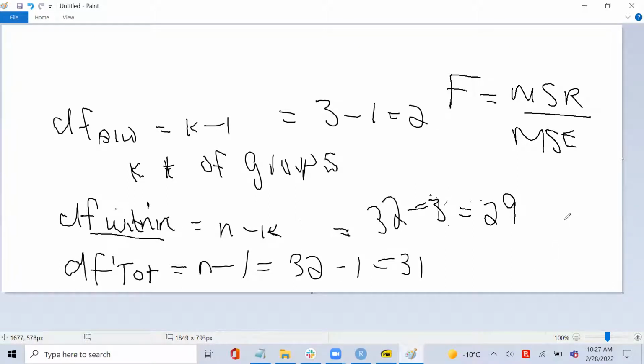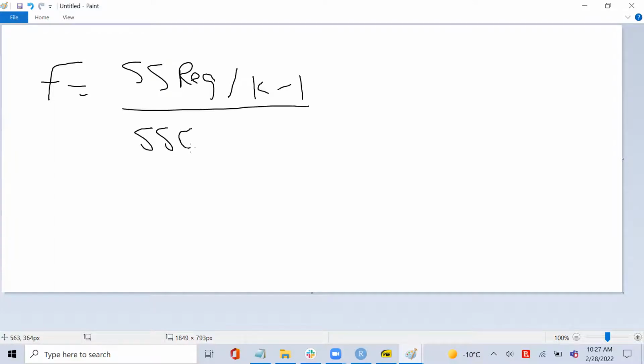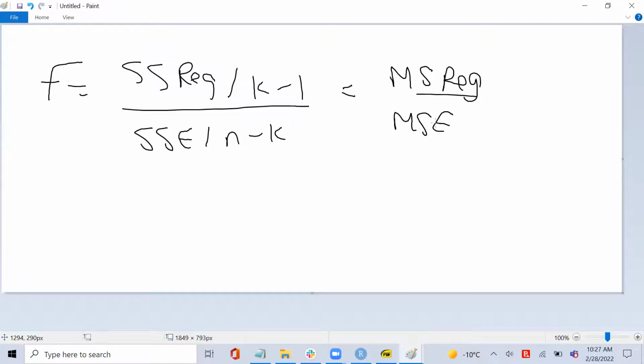So you can see here that your F is actually equal to the following. I'm going to pull up another paint. F is actually equal to SS regression, which is the actual mean difference, divided by k minus 1, divided by SSE, divided by n minus k, right, which is actually equal to the MS regression divided by MSE. So you want this ratio here in the denominator to remain small, because your F distribution, which is very right skewed, is going to be large when the denominator is small.